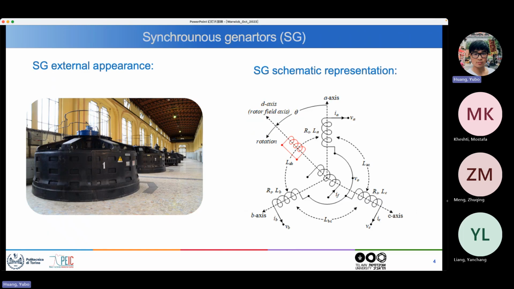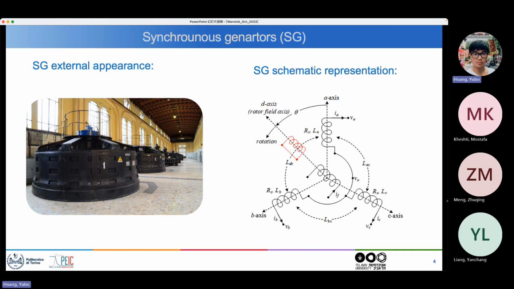Okay, so this is the external appearance of a synchronous generator, and here is a schematic representation of it, in which you have the three stator windings, and in the middle you have the rotor winding, which is rotating in this direction. On the same axis as the rotor winding, I have also shown a damper winding, this red one, which is short-circuited and acts as a damper. Of course, this representation is very much simplified. It doesn't really look like this.